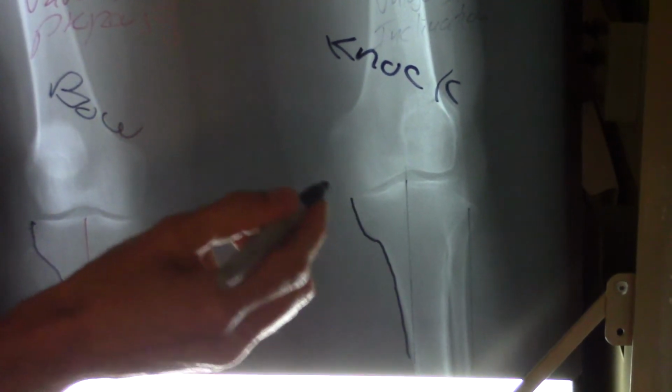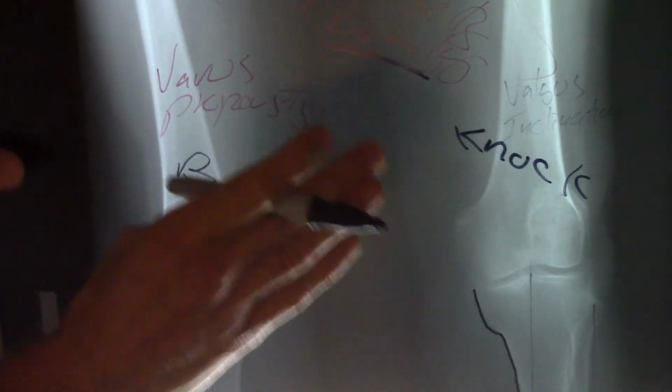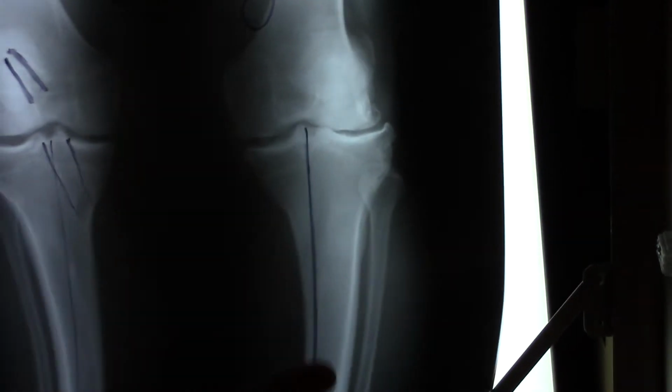This individual has broken symmetry. He's not symmetrical. One leg is in a knock-knee state, the other one's in a bow-legged state. Now, I'm going to show you another example.